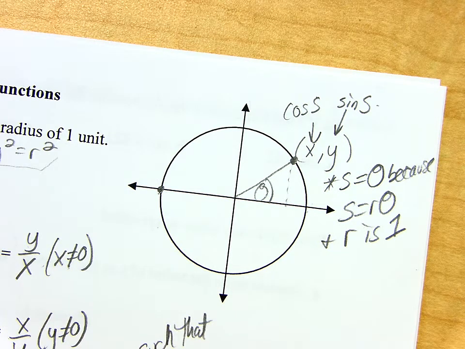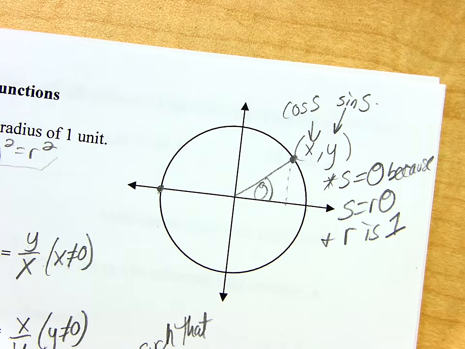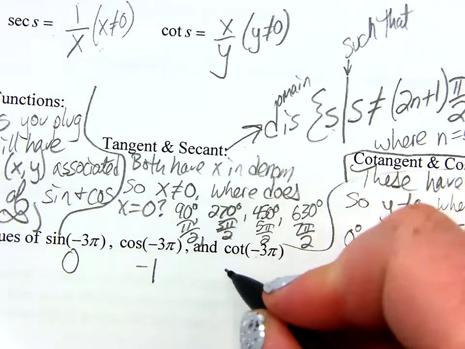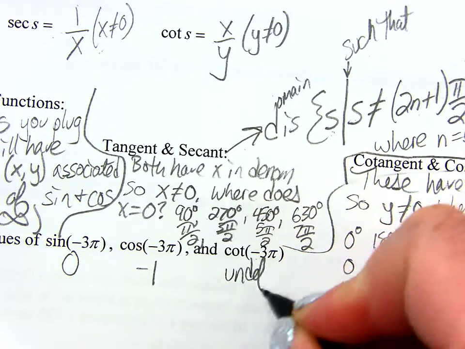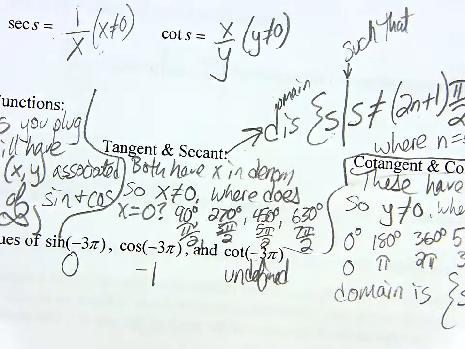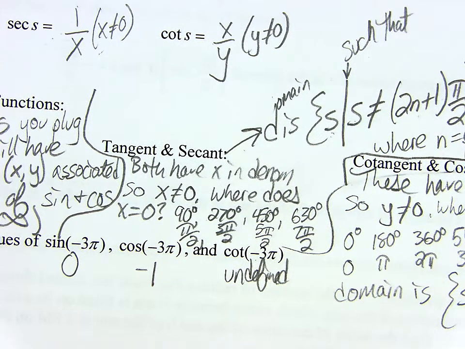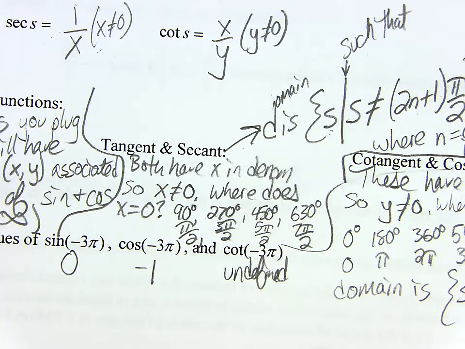Cotangent of that point: cotangent is x over y. So y can't equal 0. What does that mean this is? That is a domain error. Undefined. That's your answer.